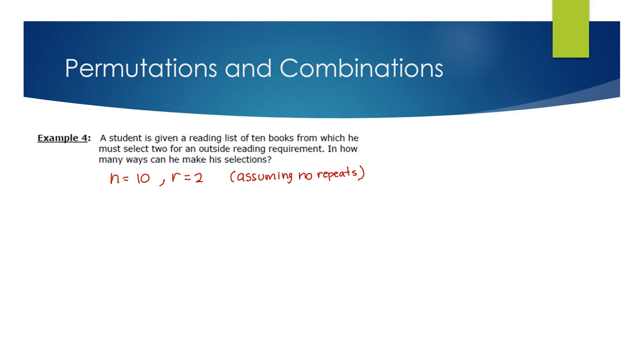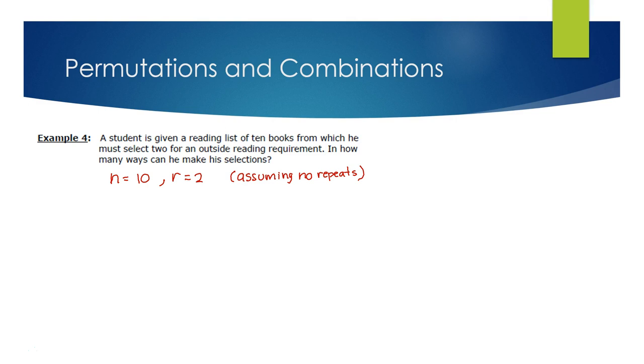Now, the other thing we have to consider here is, does the order matter? So if he reads The Last of the Mohicans and War and Peace, those are 2 big books. Does it matter if he reads War and Peace first and Last of the Mohicans second, or does he read Last of the Mohicans first and War and Peace second?